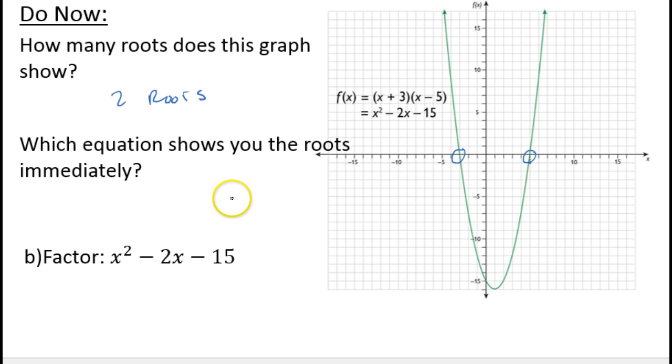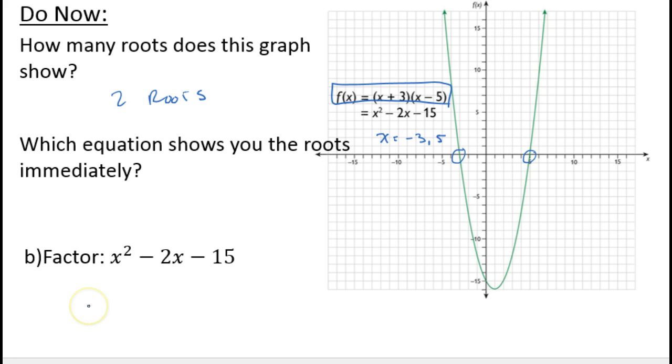Then it says, which equation shows you the roots immediately? So if we look at the 2 equations shown on the graph, we notice that it's going to be this one, and it's also known as factored form because we realize that our roots are x is equal to -3 and x is equal to +5. Okay, we just answered that one.